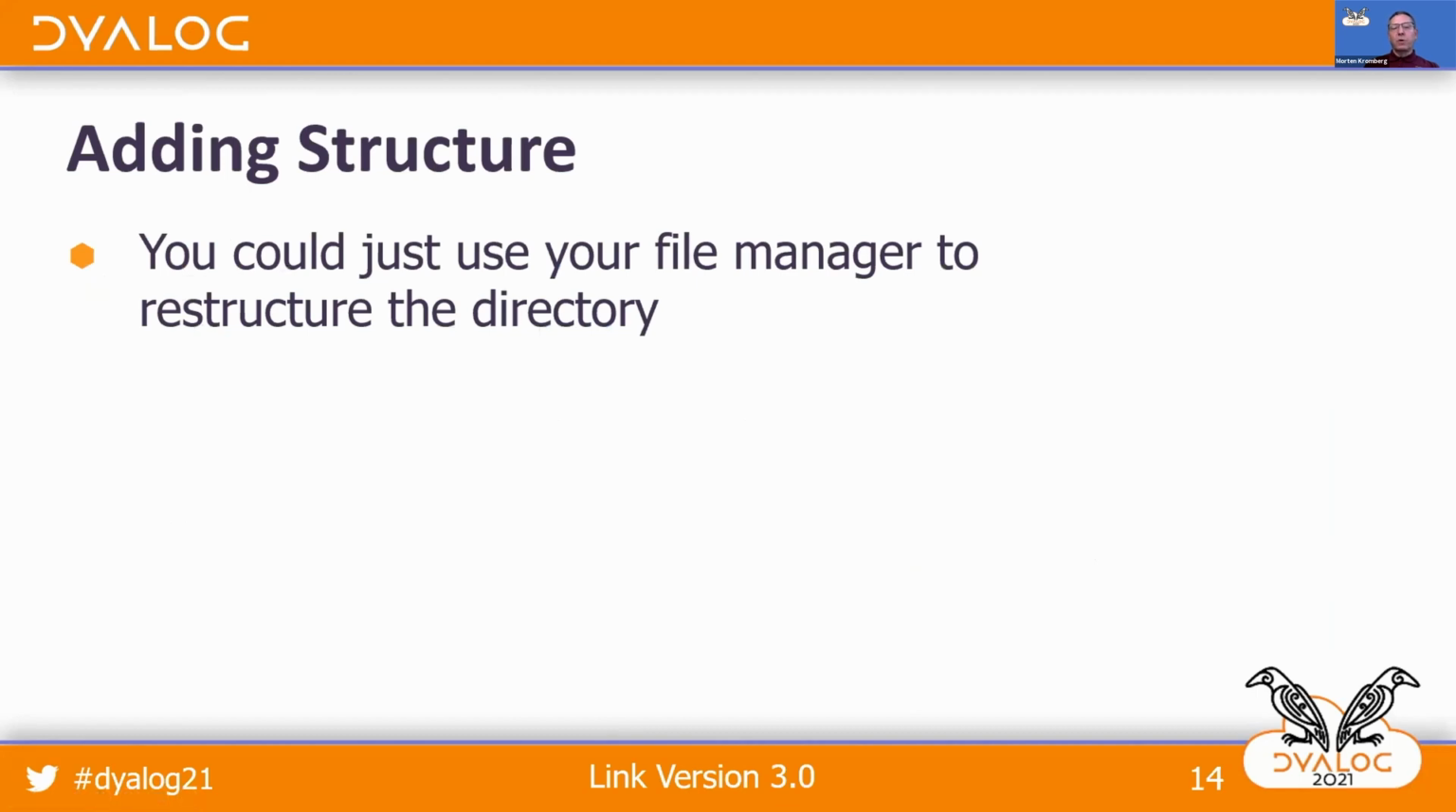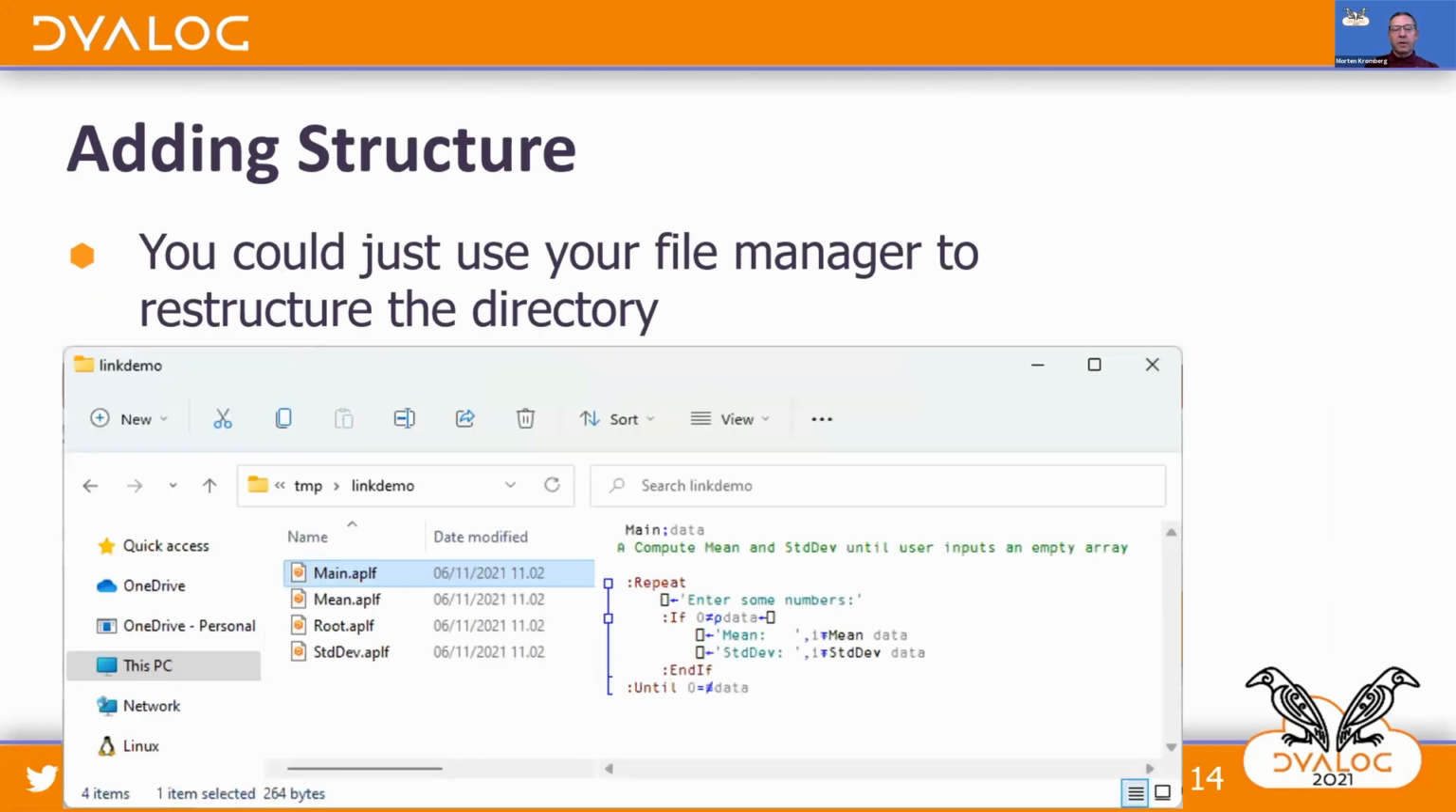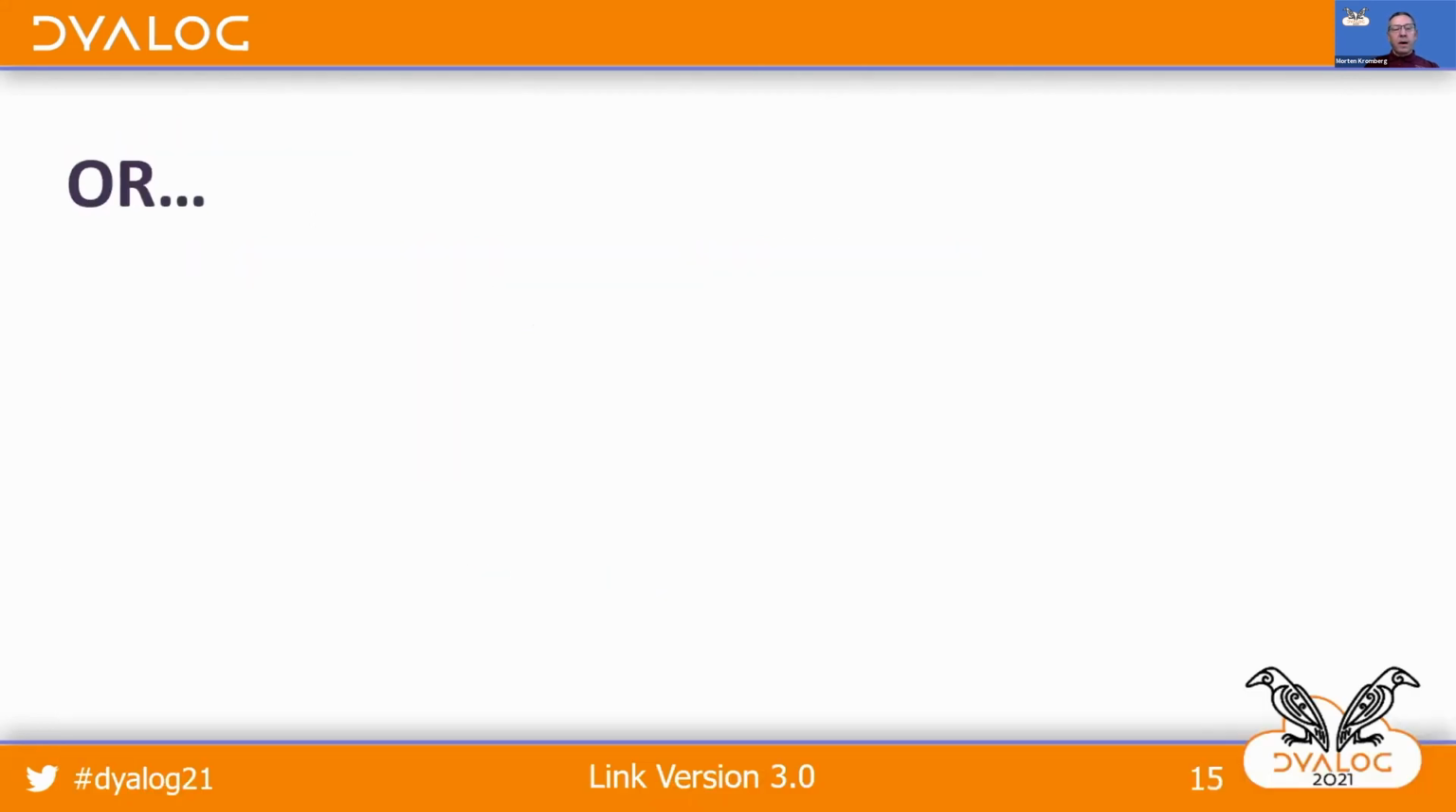One thing you could do is just use your file manager and restructure the directory. So after the original export with these 4 files, create some folders out there, copy the files around manually or whatever tools you have at your disposal. And then when you bring them back into the workspace again, a namespace structure will be created corresponding to that.